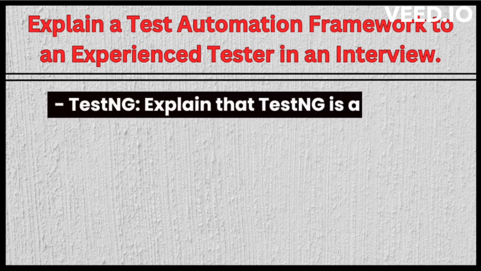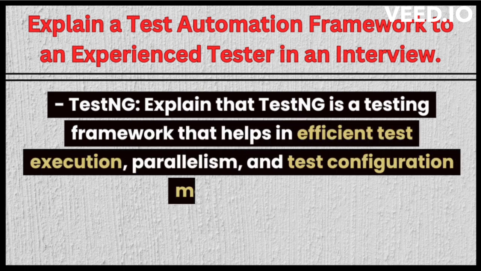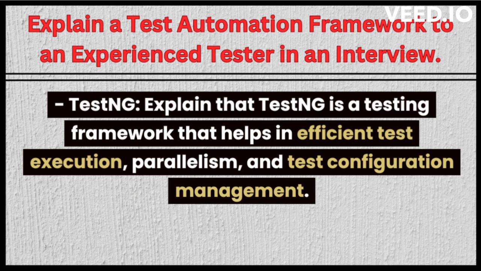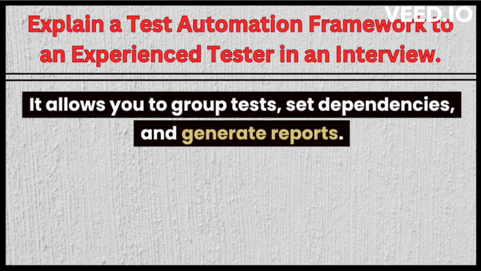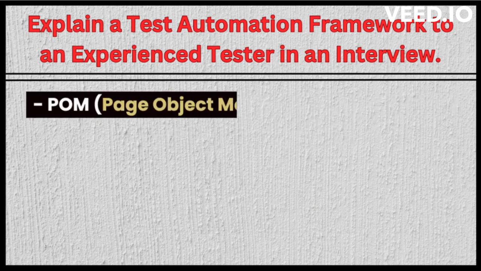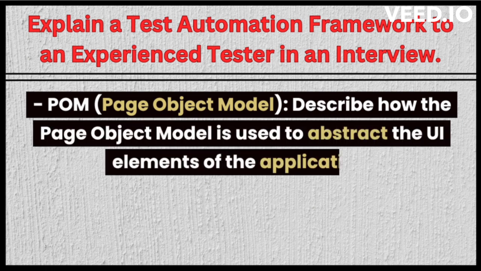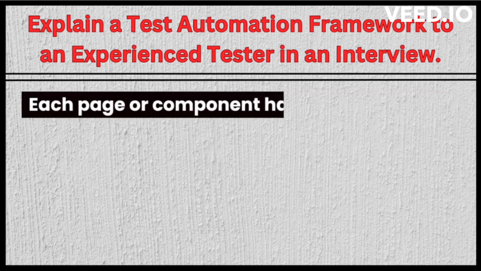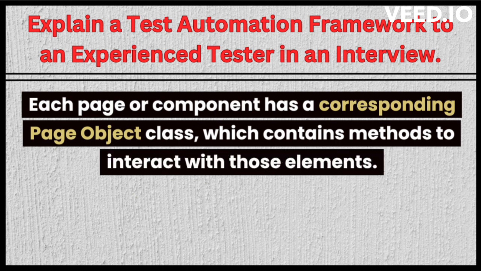TestNG. Explain that TestNG is a testing framework that helps in efficient test execution, parallelism, and test configuration management. It allows you to group tests, set dependencies, and generate reports. POM, Page Object Model. Describe how the page object model is used to abstract the UI elements of the application. Each page or component has a corresponding page object class, which contains methods to interact with those elements.